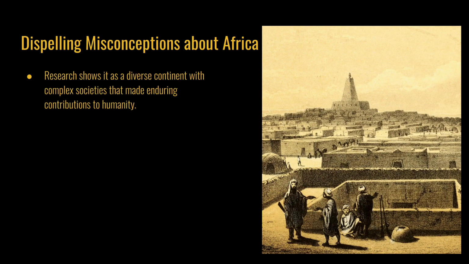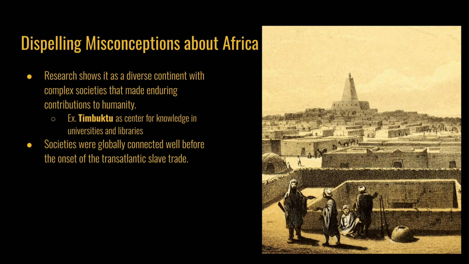More recent research has shown that Africa is a diverse continent with complex societies throughout history that have made enduring contributions to humanity. For example, the city of Timbuktu in the old Songhai Empire was the center of knowledge with the most universities and libraries in the world. African societies were globally connected through trade before the onset of the transatlantic slave trade. There were empires in East Africa that gained wealth from overseas trade conducted between the Mediterranean Sea, the Red Sea, the Arabian Peninsula, and India. And finally, Europeans had heard about major African figures like Mansa Musa making his Hajj or pilgrimage to Mecca in the Middle Ages because of all the gold that he was dispensing along the way.